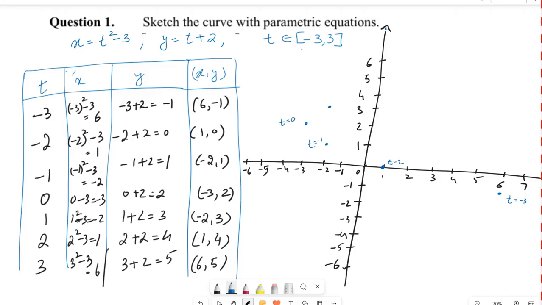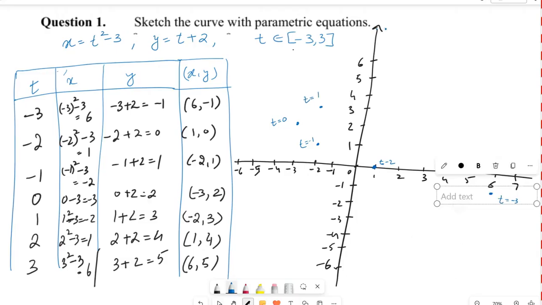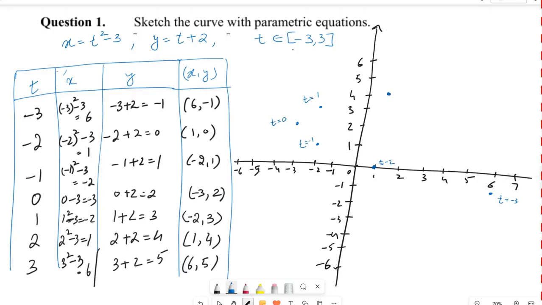Then (-2, 3). This is your point, and t is 1 here. Then (1, 4): x is 1, y is 4. This is your point, and t is 2 here. And lastly, (6, 5), and t is 3 here.